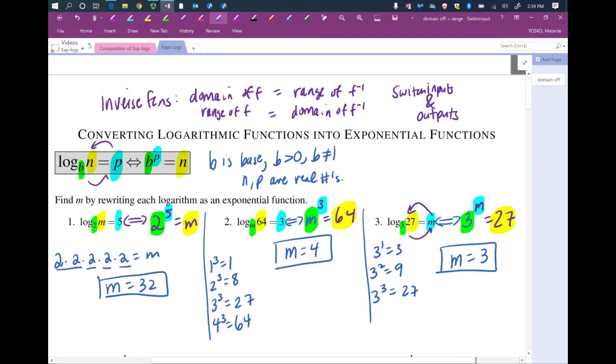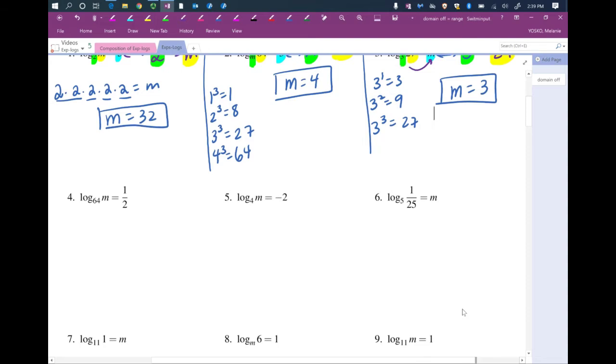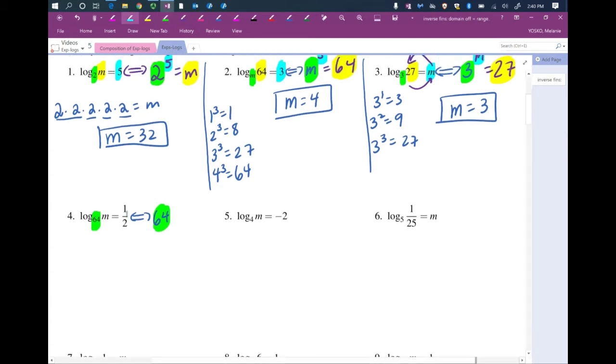Hopefully this is starting to make sense. Let's do a few more. Log base 64 of m equals 1/2. Well, that can be rewritten as an exponential. The base is 64. And the power of my exponential is the output of the logarithm. So that's 1/2 equals m. The input of the logarithm is the output of the exponential. So 64 to the 1/2, remember that a 1/2 power is the same thing as a square root. So m is the square root of 64, which means m is 8.